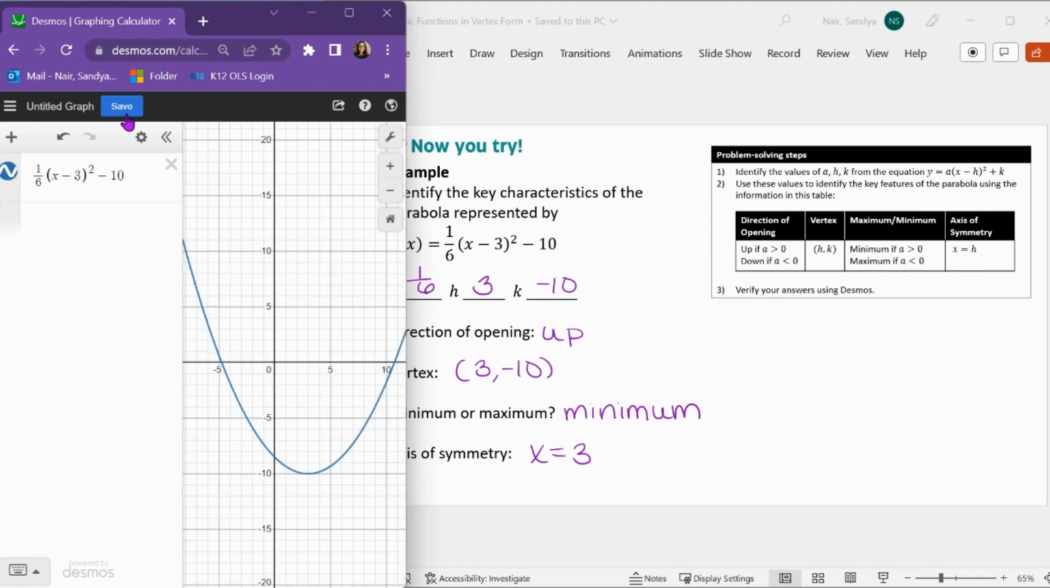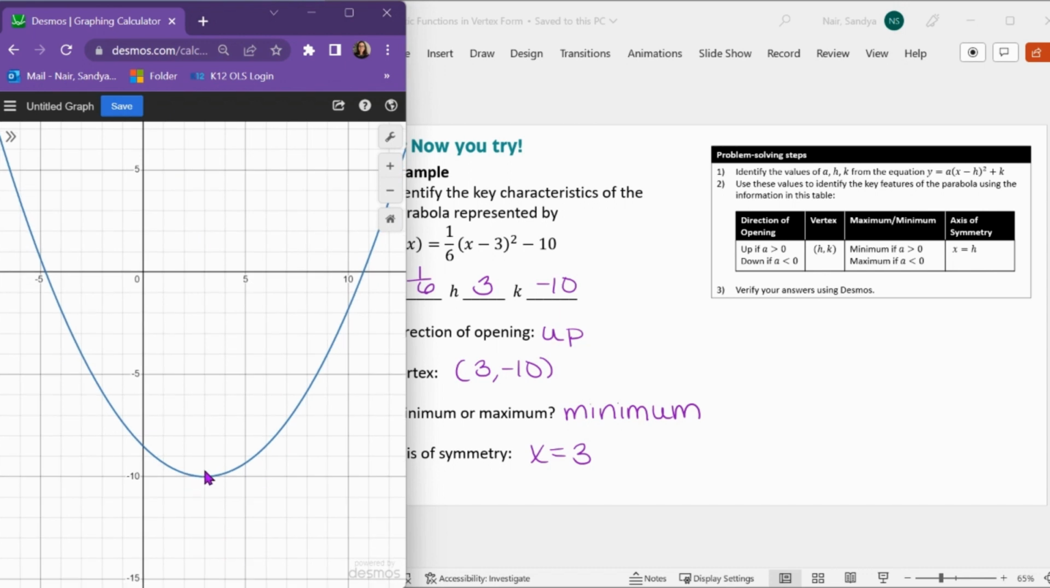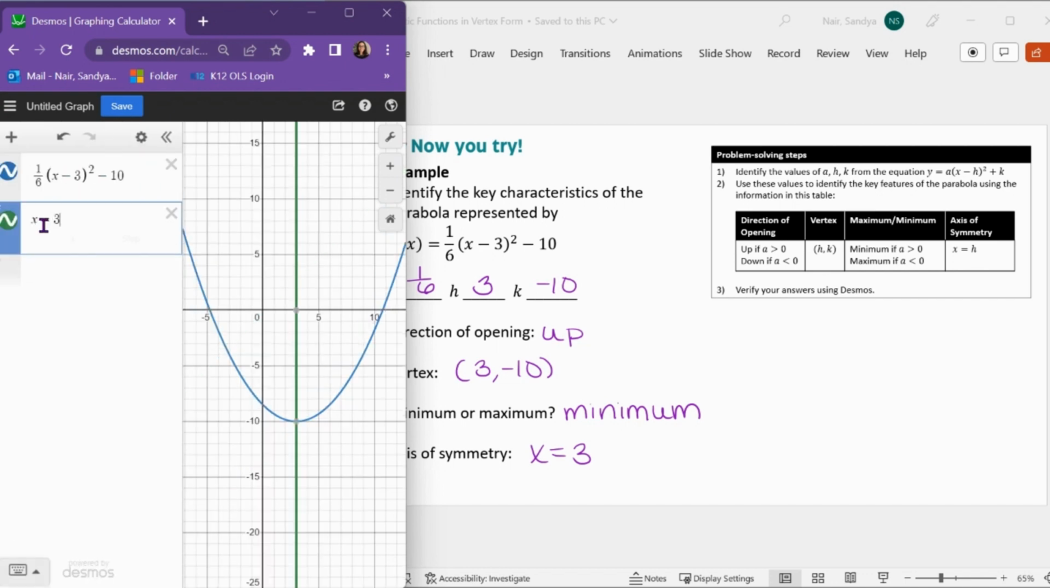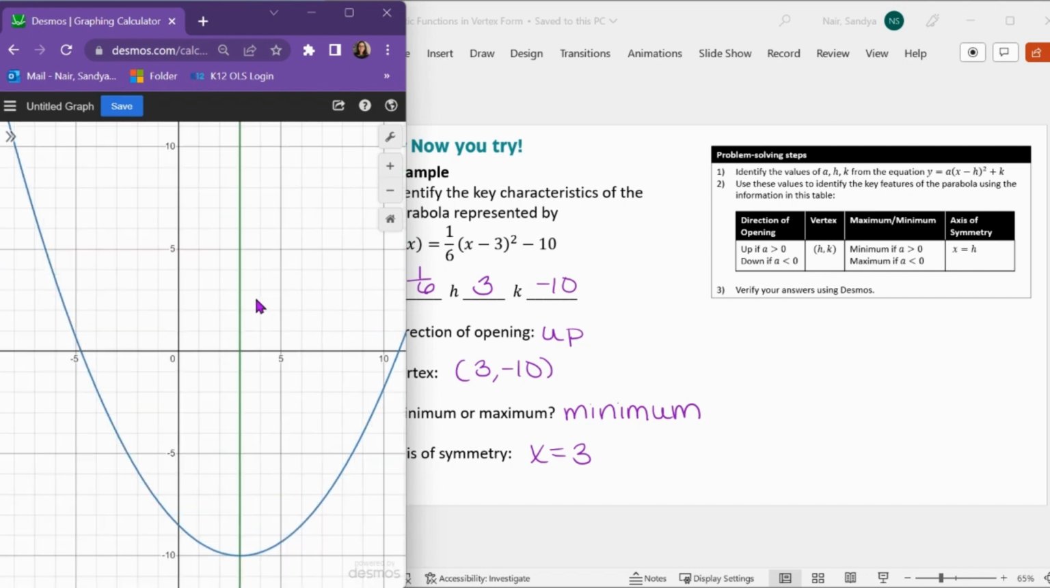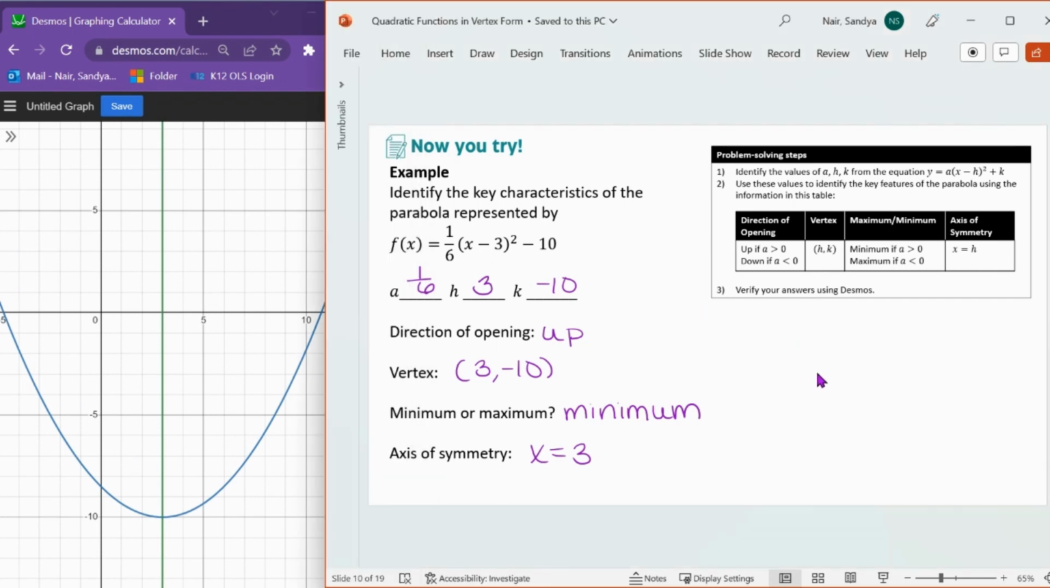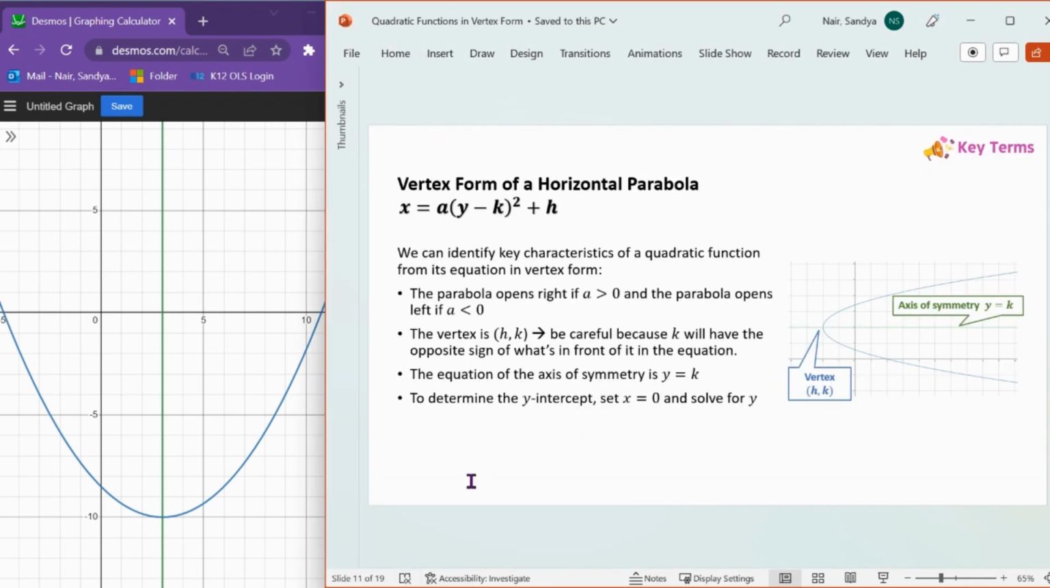And you can see here that this parabola does open up like we said. The vertex is at (3, -10). The vertex is a minimum. And if I type in x equals 3, you can see that it does cut my parabola in half.